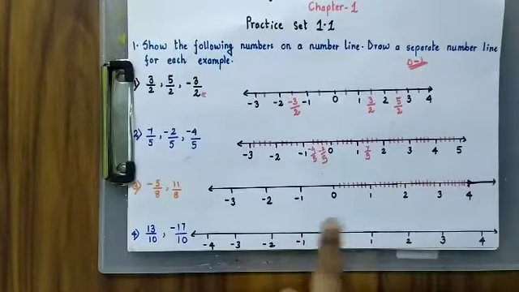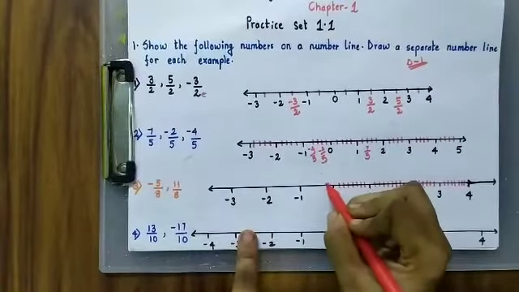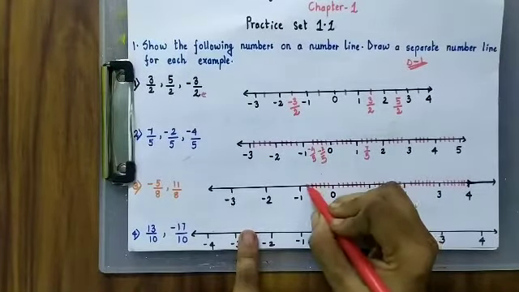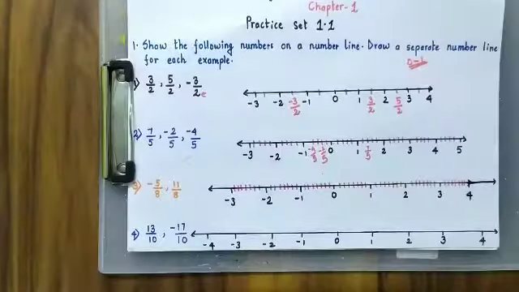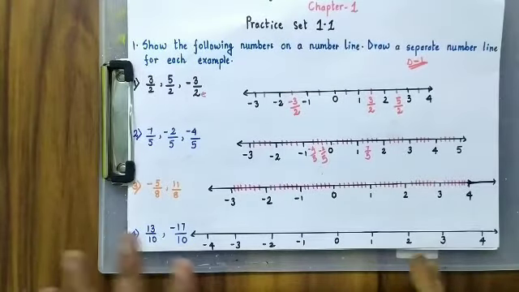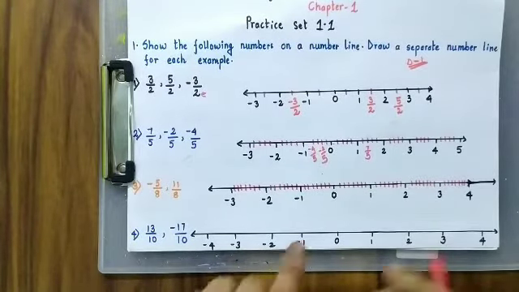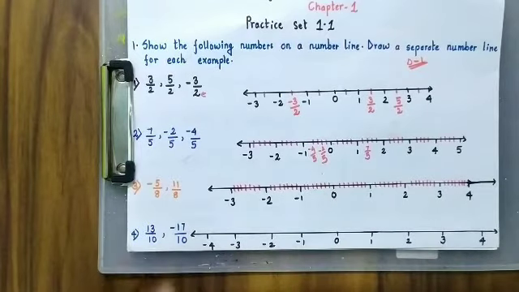6 and 7. Similarly towards left: 1, 2, 3, 4, 5, 6, 7. Now we have divided our number line, each unit, into 8 equal parts. Now let's see what our number is. Our number is minus 5 by 8.